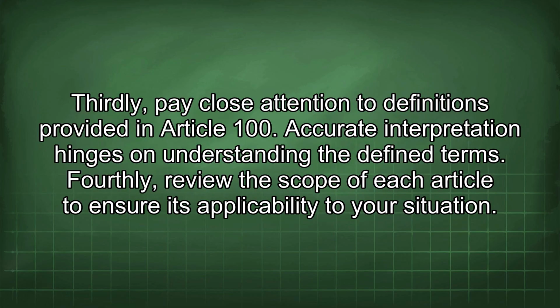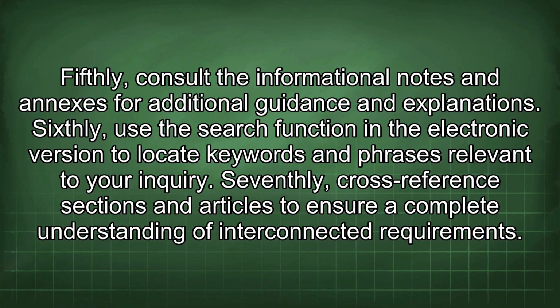Thirdly, pay close attention to definitions provided in Article 100. Accurate interpretation hinges on understanding the defined terms. Fourthly, review the scope of each article to ensure its applicability to your situation. Fifthly, consult the informational notes and annexes for additional guidance and explanations. Sixthly, use the search function in the electronic version to locate keywords and phrases relevant to your inquiry. Seventhly, cross-reference sections and articles to ensure a complete understanding of interconnected requirements.